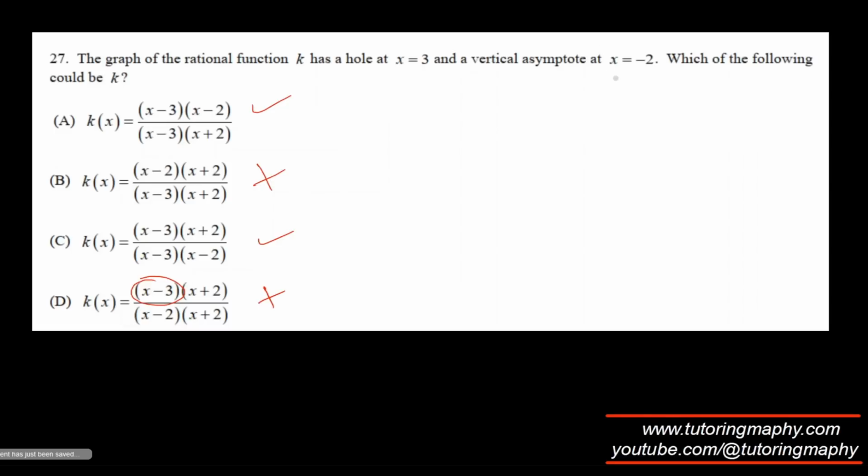The next is VA x plus 2. So x plus 2 should be at the bottom, ideally only at the bottom. And here, unfortunately, x plus 2 is at the top. That doesn't work because that's going to give us 0. So this will work because x plus 2 is only at the bottom. So it's going to give me a vertical asymptote.